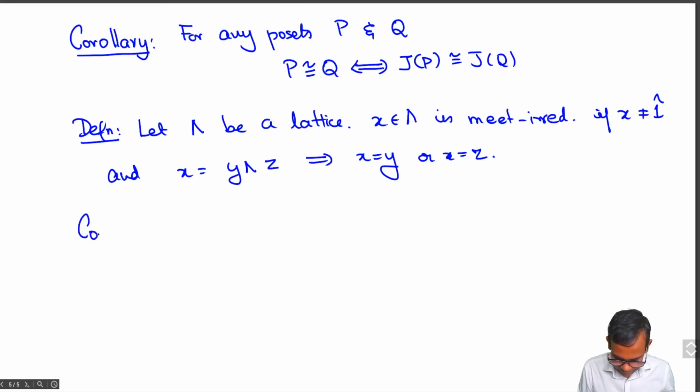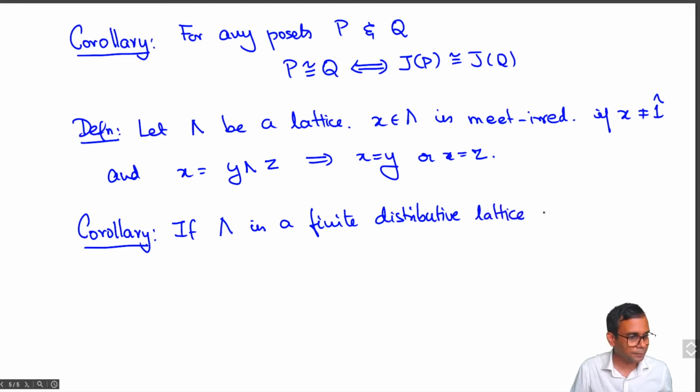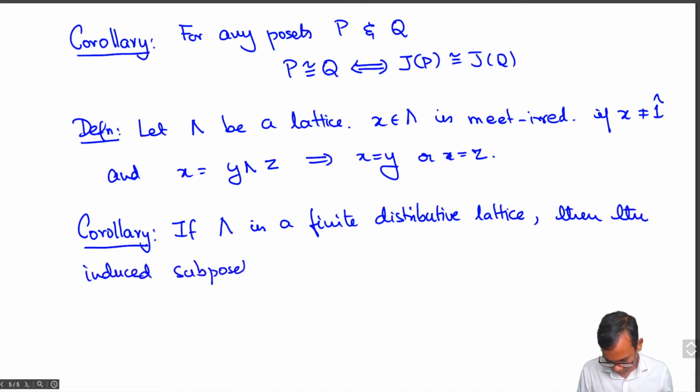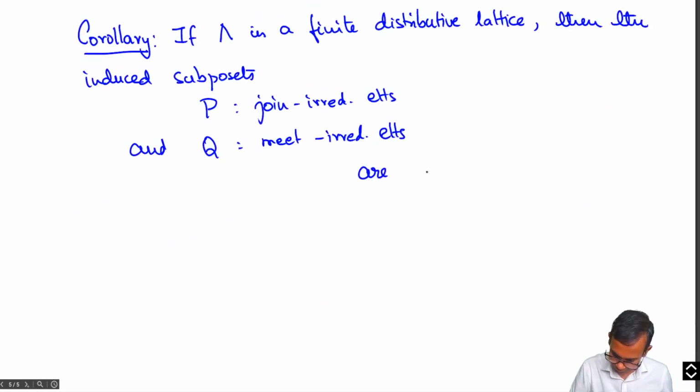And here's a very surprising corollary. If lambda is a finite distributive lattice, then its subsets P consisting of join irreducible elements as before, and Q consisting of meet irreducible elements, these are actually isomorphic. So let me just give you a quick proof of this.